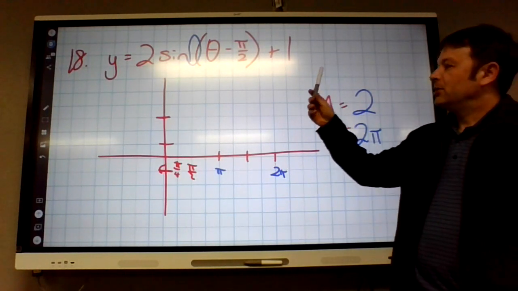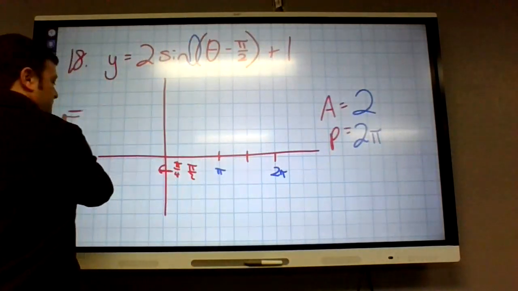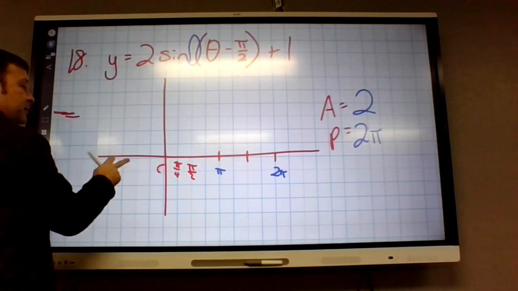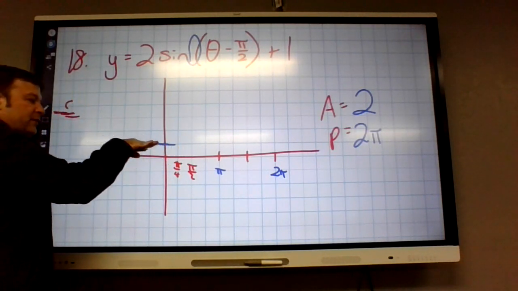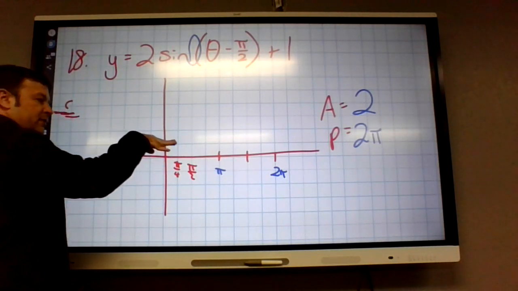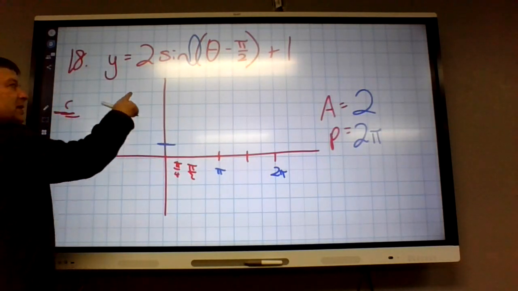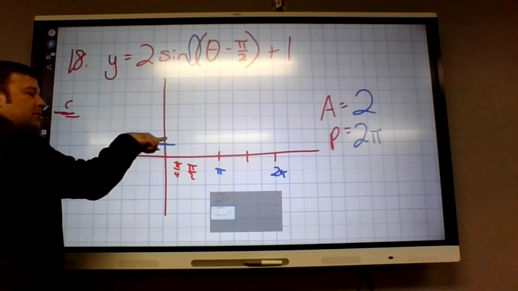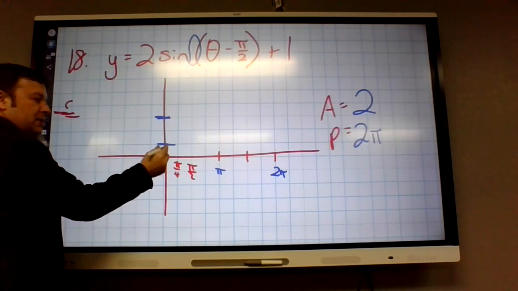Okay, what does the +1 do to the graph? It makes the graph move up 1, which means the middle of our graph is no longer the x-axis. The middle of our graph is this line right here, y equals 1. Because the amplitude is 2, the top of the graph will be 2 up from there, so that'll be at 3.